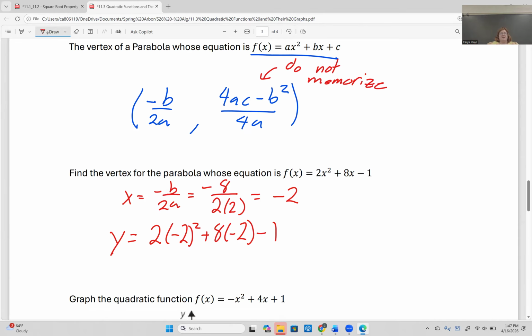What is 2 times negative 2 squared? 2 times 2 times 2, 8. Now go back a number and say that one. What is 8 times negative 2? Negative 16. Minus 1. 8 minus 16? Minus 1? Our vertex is negative 2, negative 9.